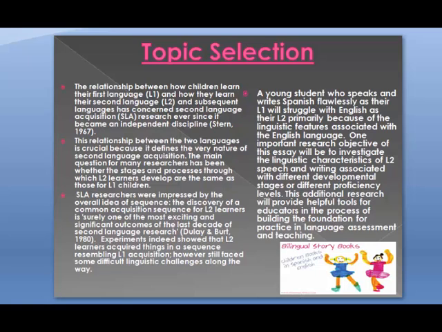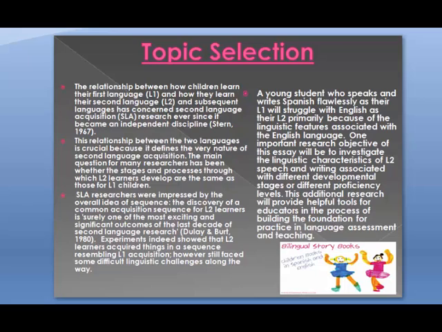SLA researchers were impressed by the overall idea of sequence. The discovery of a common acquisition sequence for L2 learners is surely one of the most exciting and significant outcomes of the last decade of second language research. Experiments indeed showed that L2 learners acquired things in a sequence resembling L1 acquisition, however, still faced some difficult linguistic challenges along the way. A young student who speaks and writes Spanish flawlessly as their L1 will struggle with English as their L2, primarily because of the linguistic features associated with the English language.